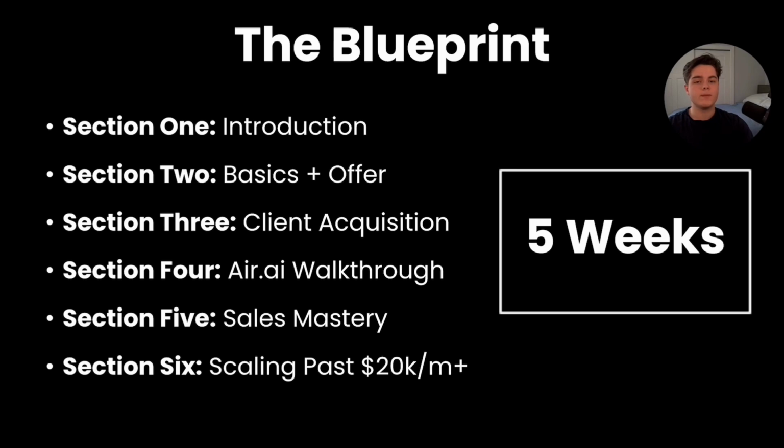Section 5 is going to be sales mastery, which is pretty much everything I learned when it comes to sales. My exact scripts, objection handling, everything in there, so you can just use that. It's all the scripts and objection handling you need on calls when people give objections. How do you handle them? I'm going to give you the exact scripts I use, so you can take it from there. And then section 6 is going to be scaling past 20, 30, 40K per month.